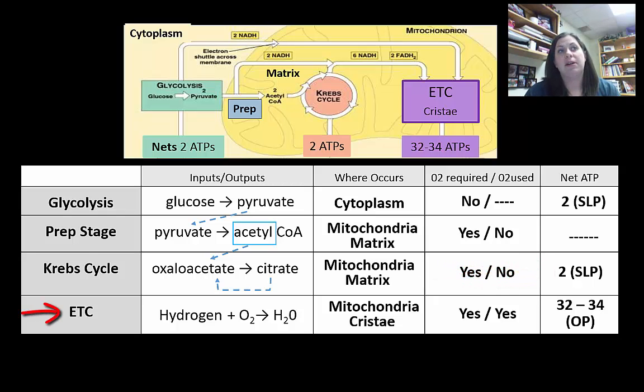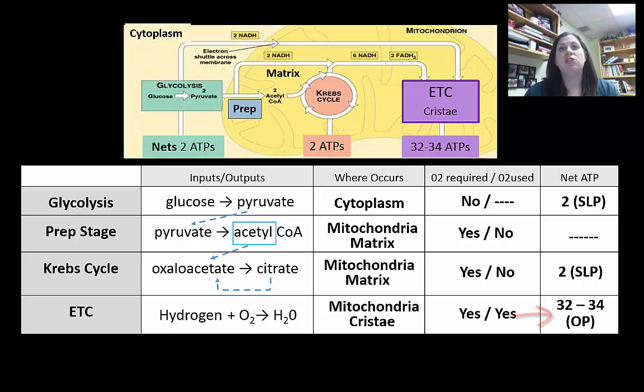The last step here is the ETC, the electron transport chain. This is going to take hydrogens from each step that were carried by NADH and FADH2. They're going to drop them off and they're going to be added to oxygen. When they're added to the oxygen, it's going to be converted into water. This is going to happen in the mitochondria cristae. This is the folds in the mitochondria. Oxygen's required, and this is where oxygen is going to be used. This is going to make 32 to 34 ATP, the largest amount.